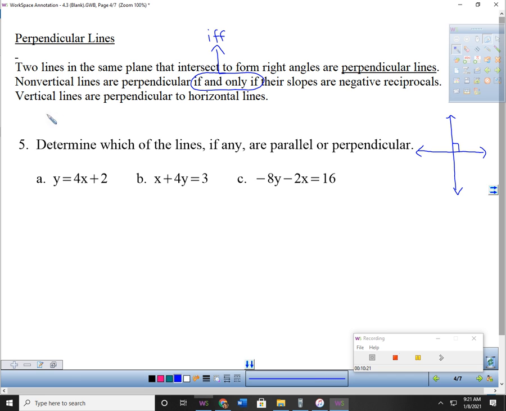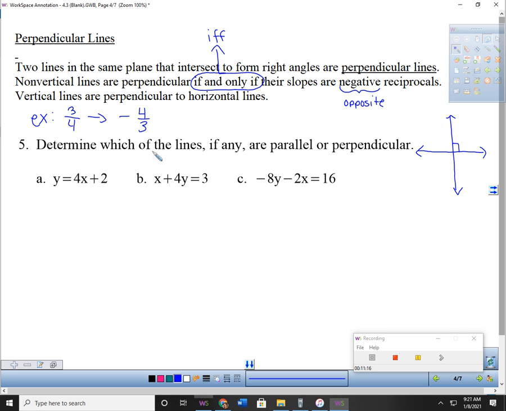By the way, a negative reciprocal, for example, would be, let's say I said 3/4. Instead of negative, I like to say opposite. So that's the verbiage I'm going to use, opposite reciprocals. So what that means is if this is positive, then a line perpendicular would be a negative slope. And then you would flip the 3/4 to 4/3. So opposite sign and a reciprocal. So we'll call that opposite reciprocals.